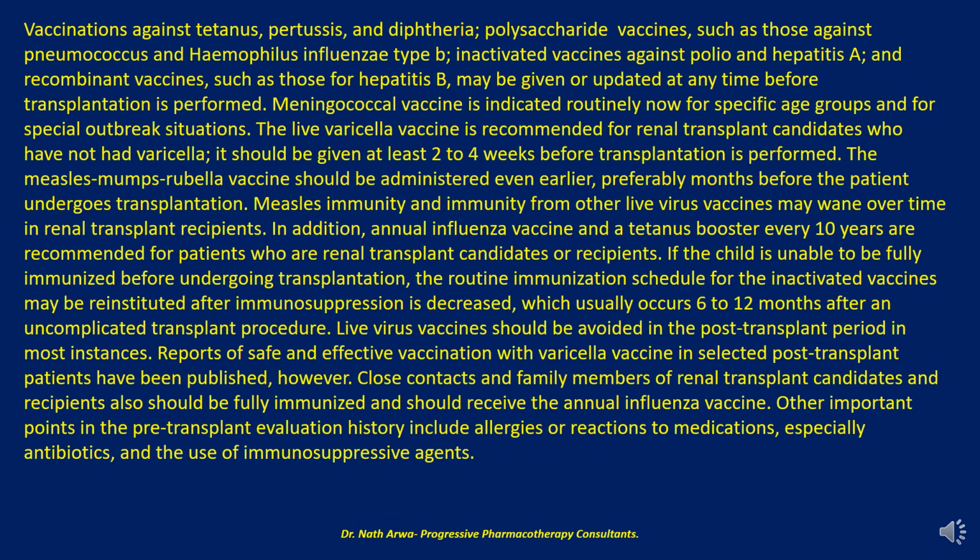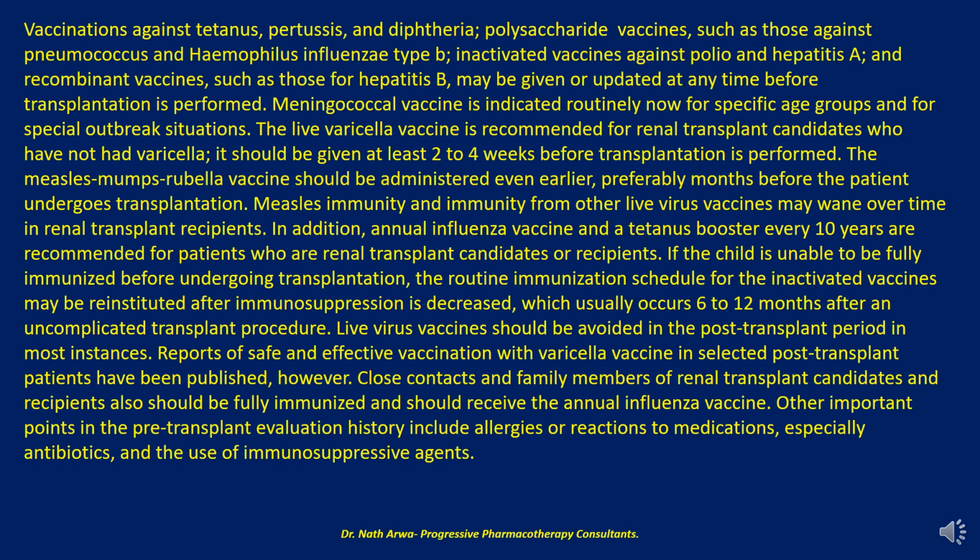Vaccinations against tetanus, pertussis, and diphtheria, polysaccharide vaccines, such as those against pneumococcus and Haemophilus influenzae type B, inactivated vaccines against polio and hepatitis A, and recombinant vaccines, such as those for hepatitis B, may be given or updated at any time before transplantation is performed. Meningococcal vaccine is indicated routinely now for specific age groups and for special outbreak situations.